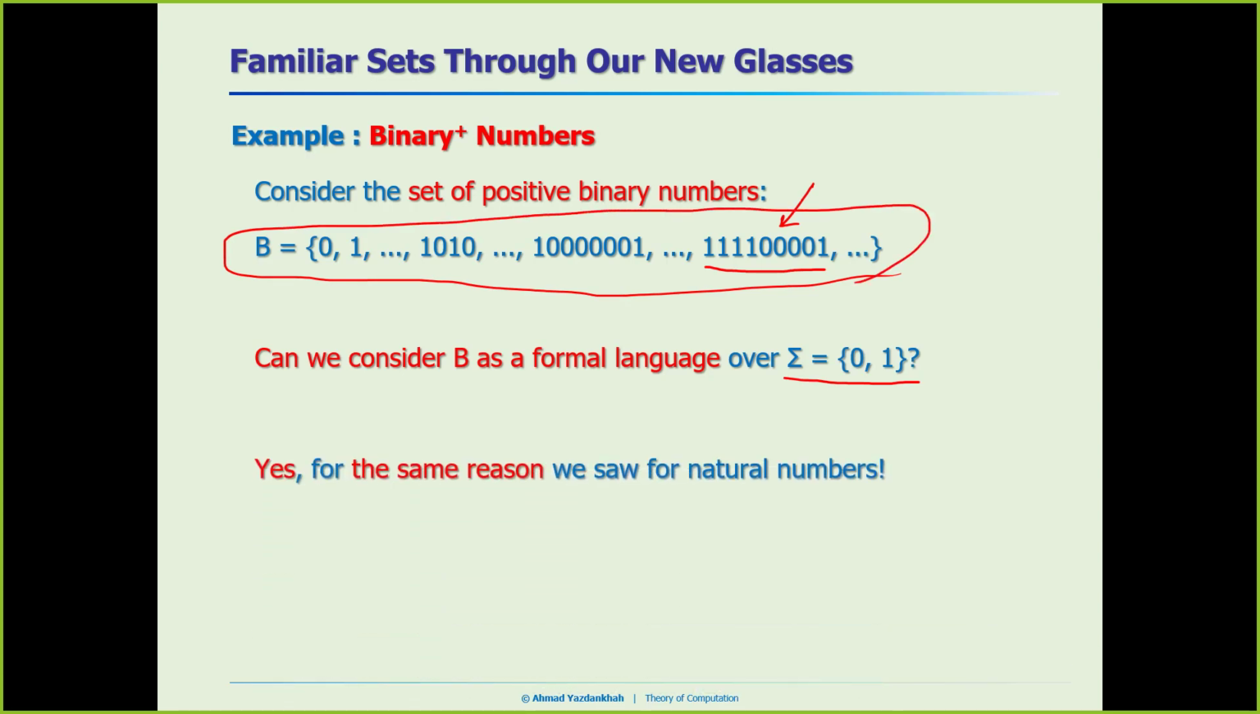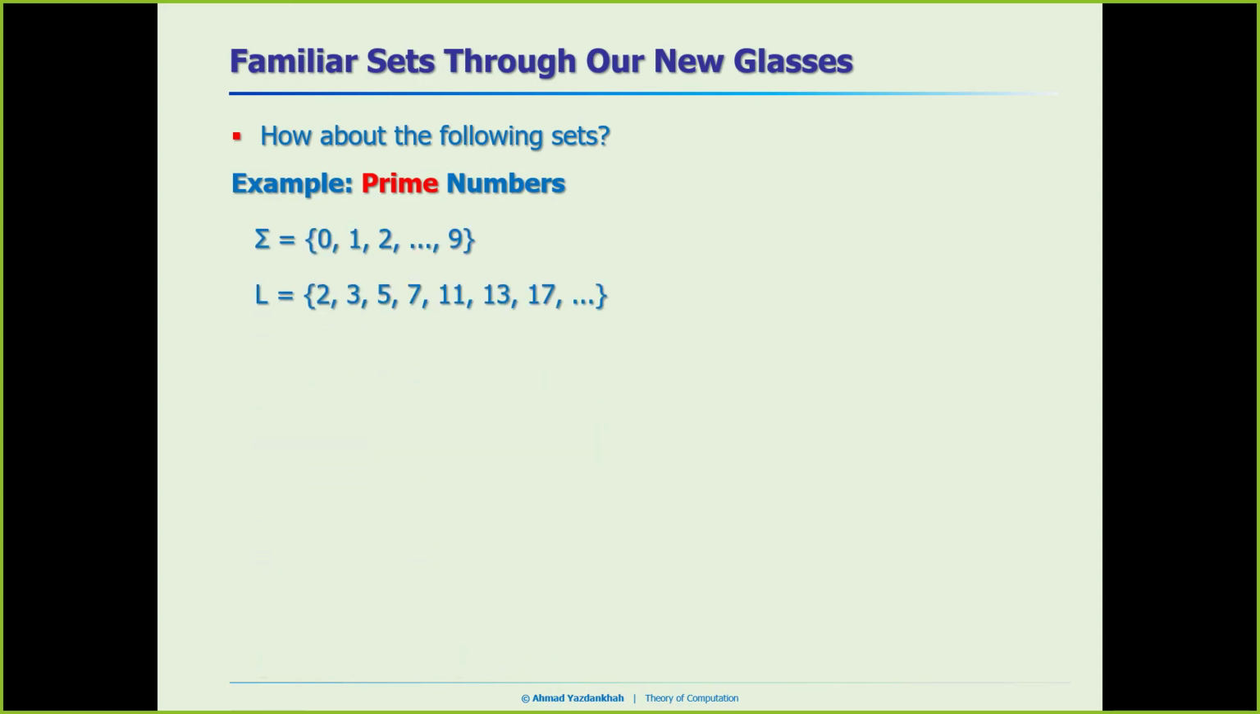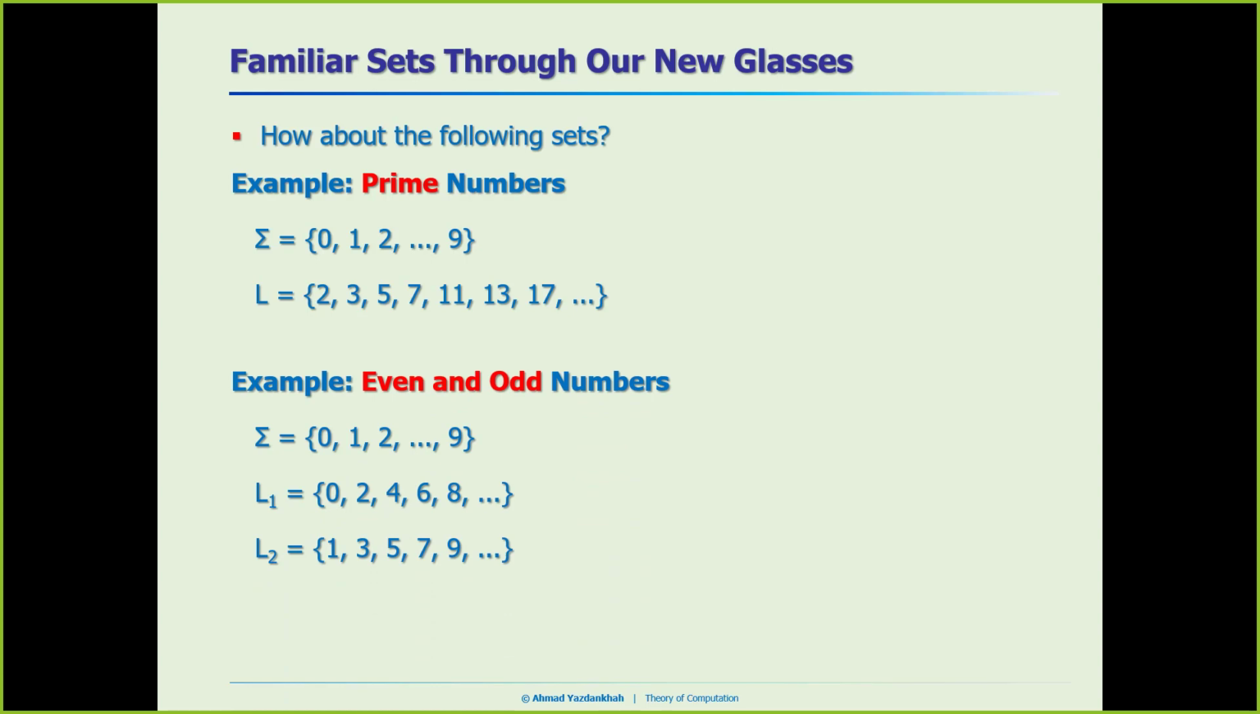So gradually, we are going to say that there were many, many formal languages so far, and we were familiar with them, but we didn't know that they are formal languages. The same thing we can say about the prime numbers, and about the odd and even numbers. For all of these, the alphabet is just 10 symbols.